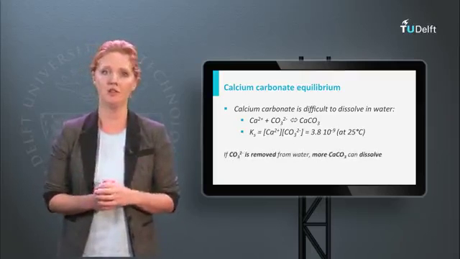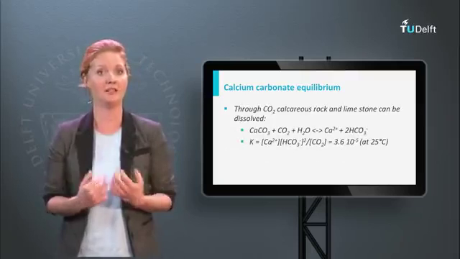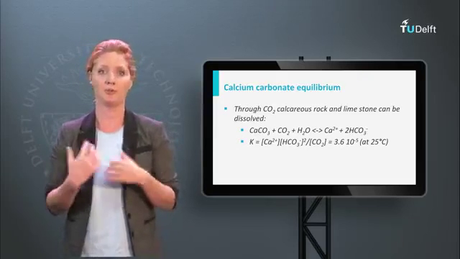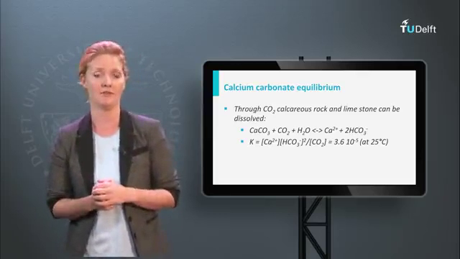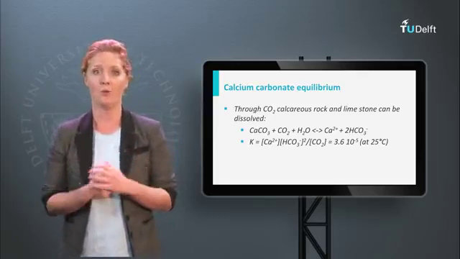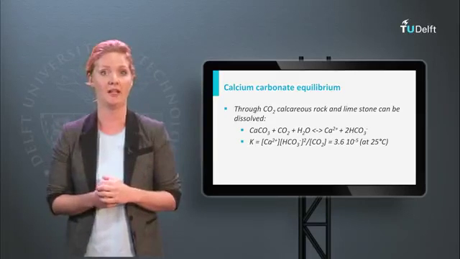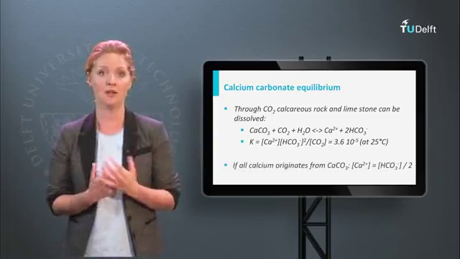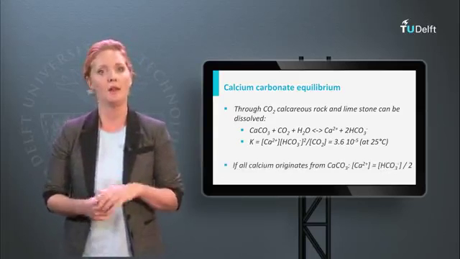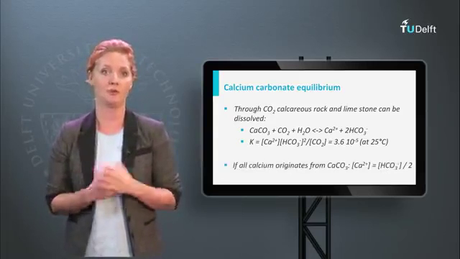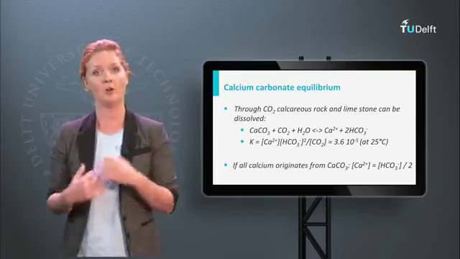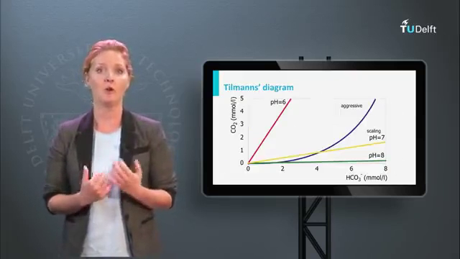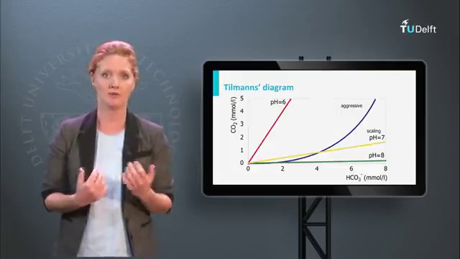In nature, calcium enters the water because the calcium carbonate in the soil reacts with the carbon dioxide in the water, which is produced through dissimilation processes in the subsurface. When all calcium in the water has originated from calcium carbonate and not, for example, calcium sulfate, it holds that calcium equals bicarbonate divided by 2. Therefore, a third power relationship between carbon dioxide and bicarbonate holds for this equilibrium. The graphic presentation of this is known as Tillmans diagram or Tillmans curve.